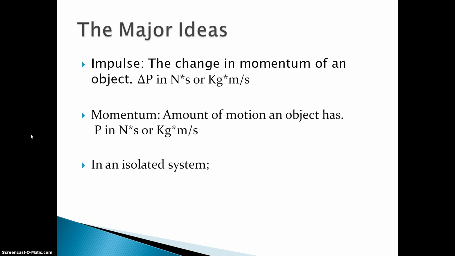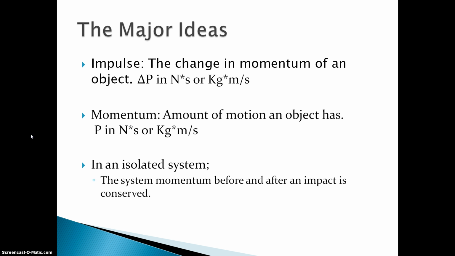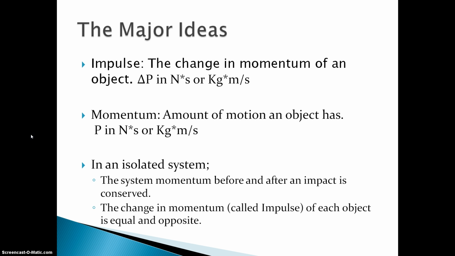And then we talked a lot about an isolated system. Remember, this is a system where there's no external or outside forces acting on the things we defined as in the system. In an isolated system, the system momentum, or the total momentum of everything added up, before and after, has got to be the same. That's the phrase conserved. And because of that, the change in momentum, which is called the impulse, of each object is equal and opposite. If you hit me, the amount of momentum you gain or lose is equal to the amount of momentum that I gain or lose. So if you punch me and you slow down, then I speed up. The momentum of how much you slow down equals the momentum of how much I sped up.